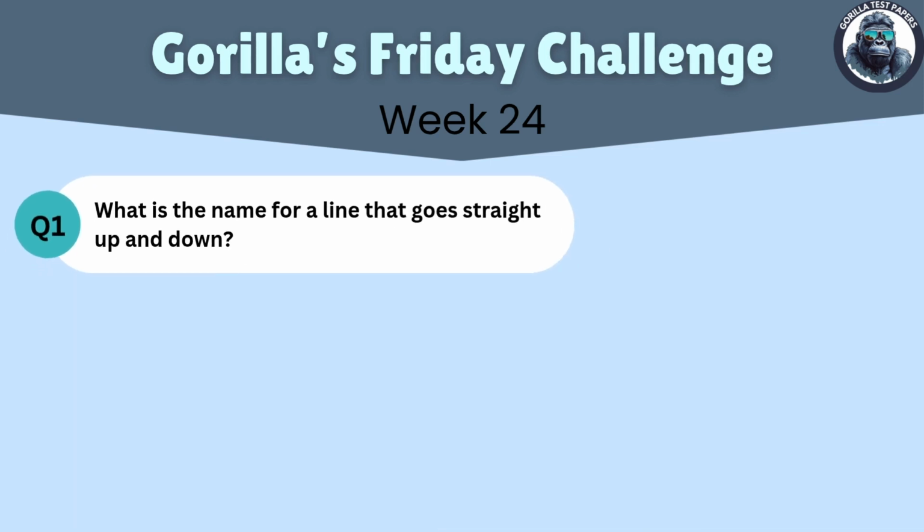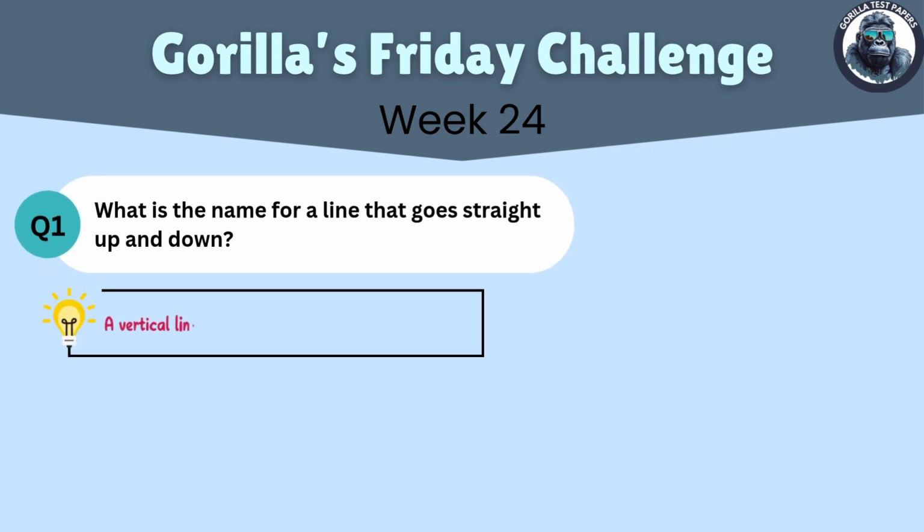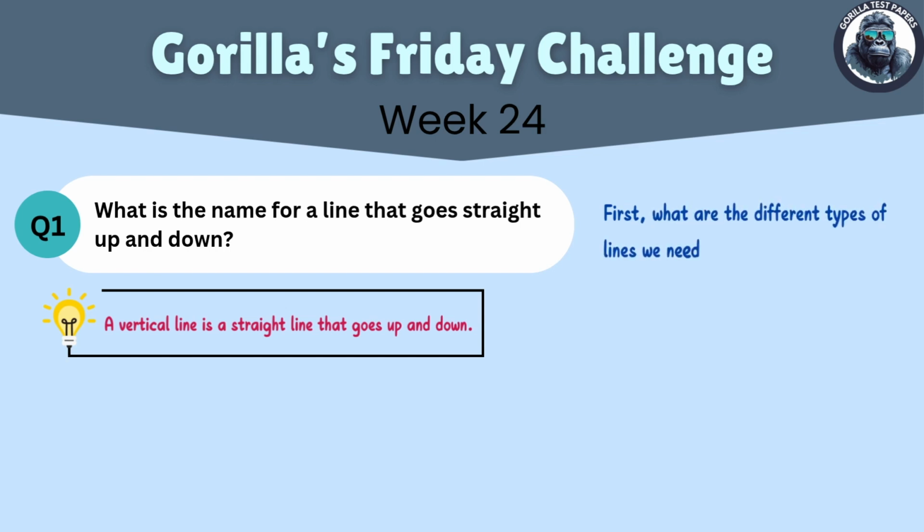Alright, let's get into it. The learning point for this question is that a vertical line is a straight line that goes perfectly up and down. So first, let's remind ourselves of the different types of lines we need to know. There's vertical, which is a line that goes directly up and down, as shown on the screen now. There's horizontal, which is a line that goes straight across from left to right. There's parallel, which are lines that are always the same distance apart and never meet. Then there's perpendicular, which are lines that meet at a right angle.